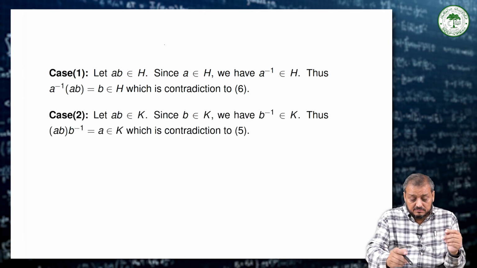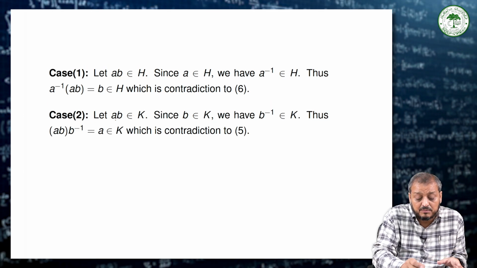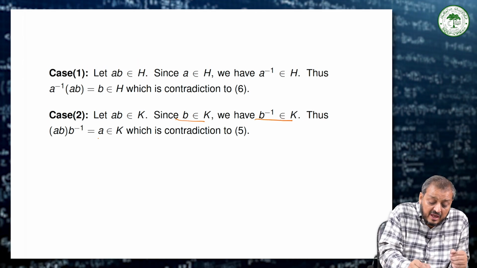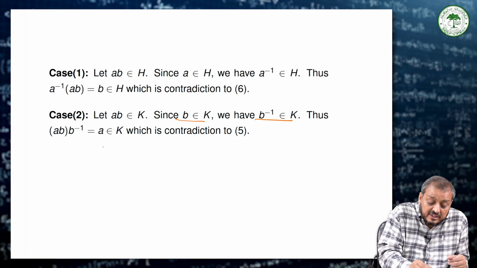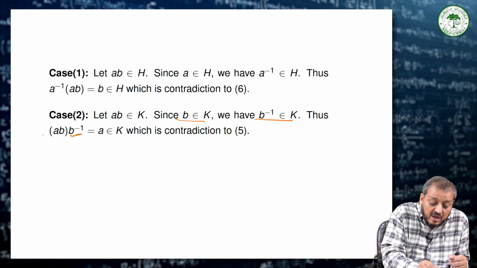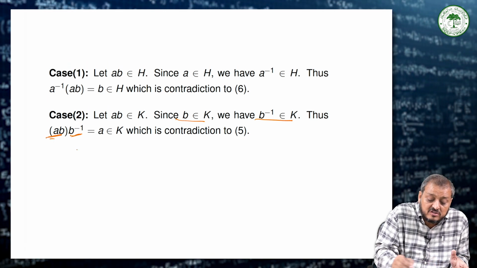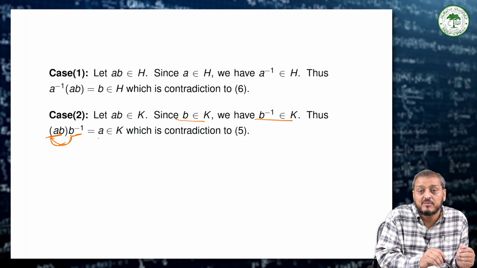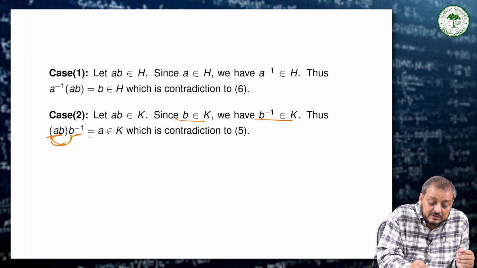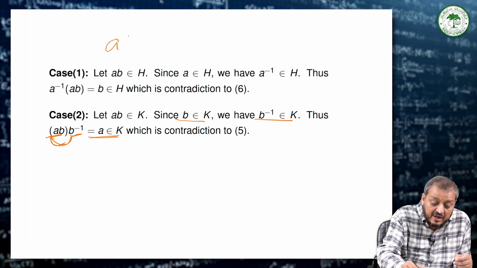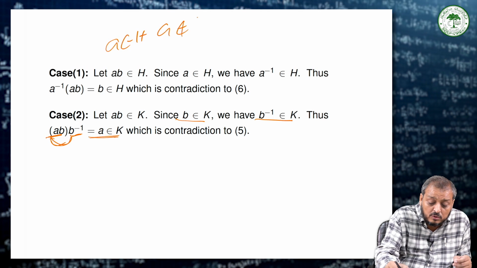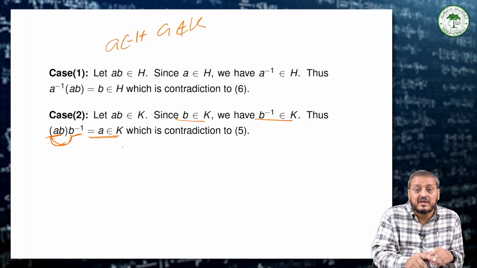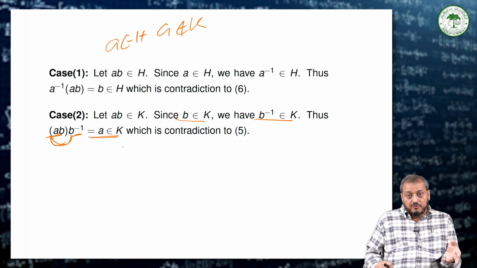So case 2: if AB is an element of K and B is an element of K and K is a subgroup, so again B inverse is an element of K, then A can be written in the form AB B inverse, and this is an element of K and this is also an element of K, and K is a subgroup, so by the closure property we can say this is also a member of K. So this is equal to A, and A is an element of K, but we assumed that A is an element of H, but A does not belong to K. If A is an element of K, then again we get a contradiction to our first equation.